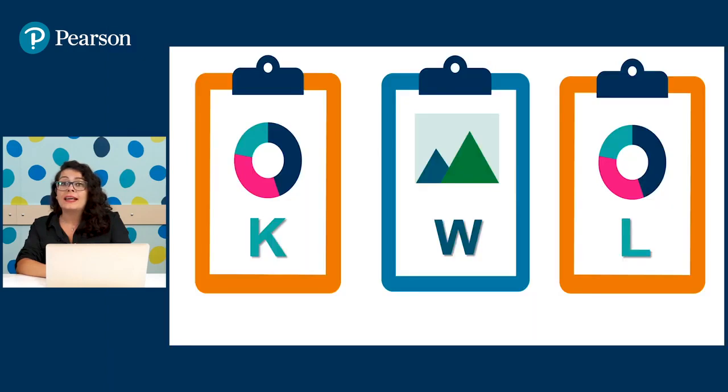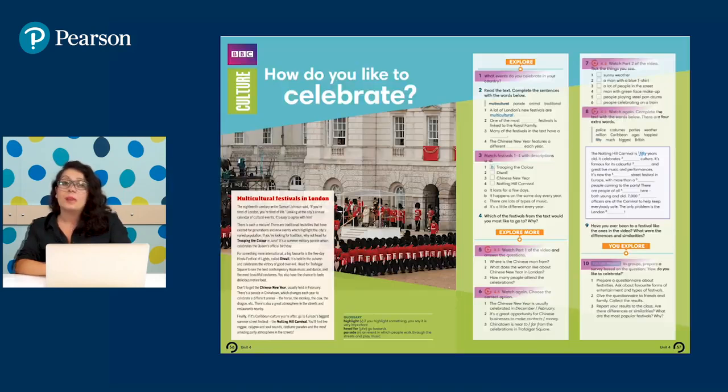A KWL chart is a great way to start thinking about this question, in which K stands for the question, what do I know? W for what do I want to know? And L for what have I learned? Before students read or watch about that culture topic, let's find out what they already know.